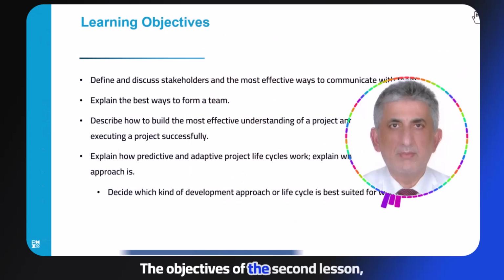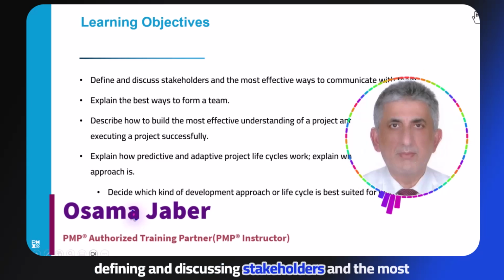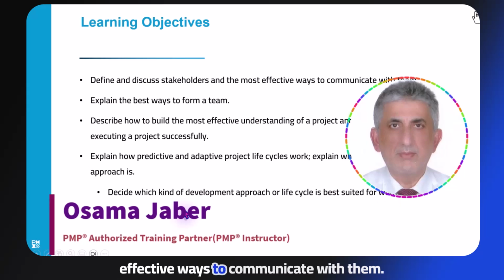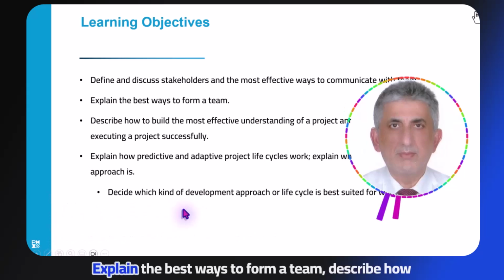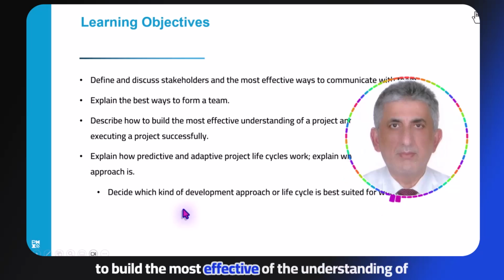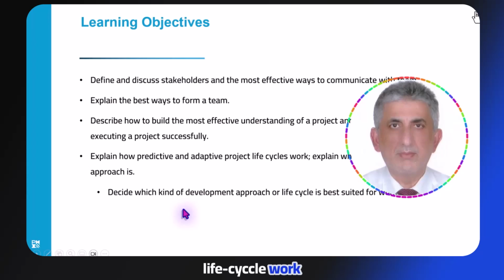Learning objectives of the second lesson are defining and discussing stakeholders and the most effective ways to communicate with them. Explain the best ways to form a team. Describe how to build the most effective understanding of the project. Explain how predictive and adaptive life cycles work.